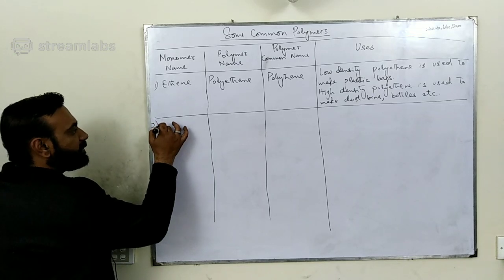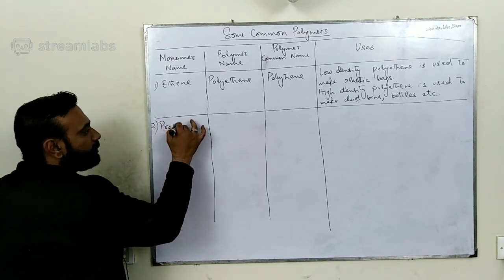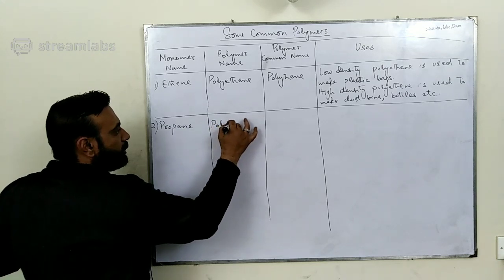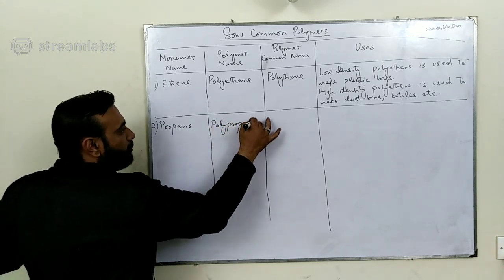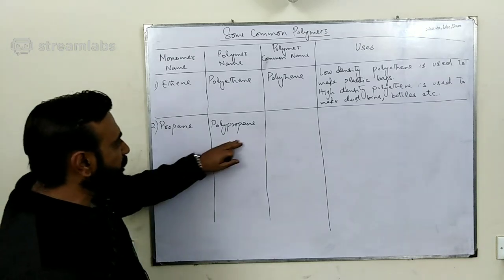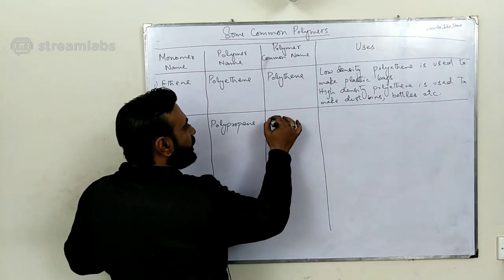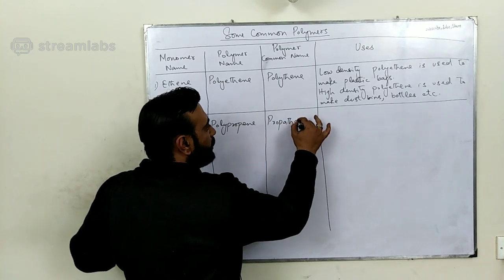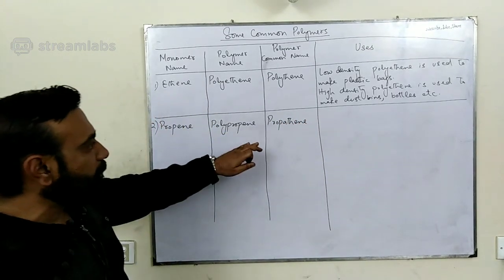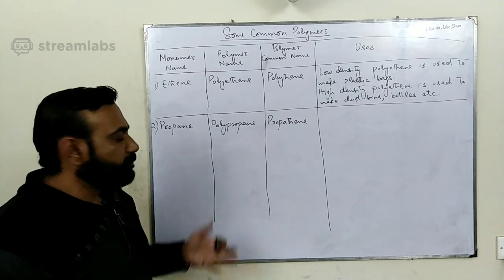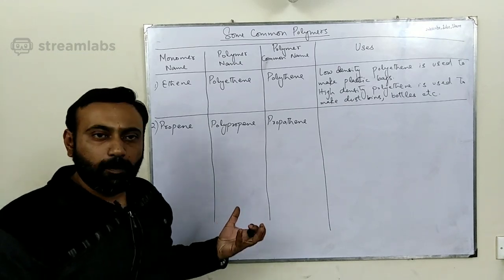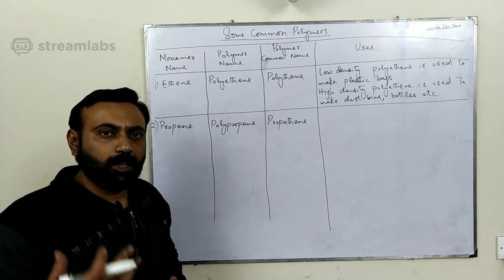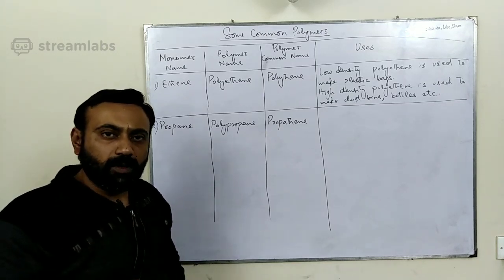Now, when we polymerize propene, we know the polymer formed is polypropene, and this is the chemical name of it. The common name is polypropylene. I know neither its common name nor its actual name is very popular, but still this plastic is very common. All of you have seen it. All of you are using it.